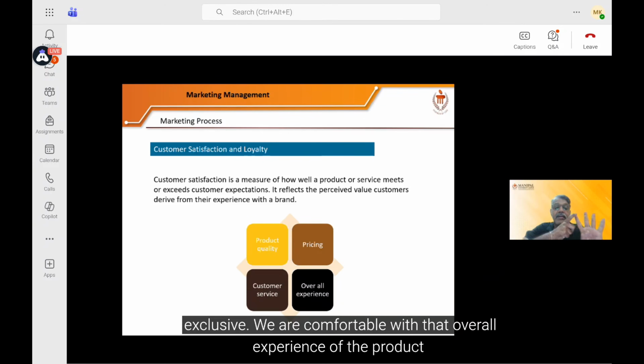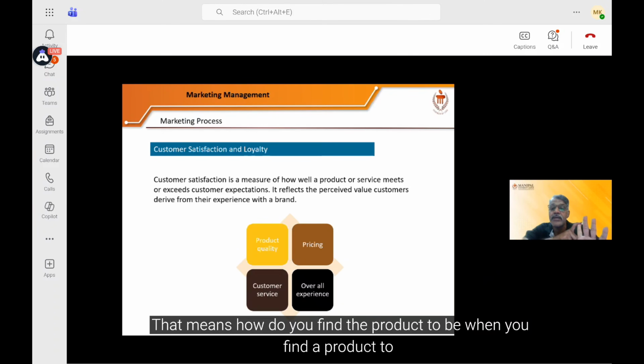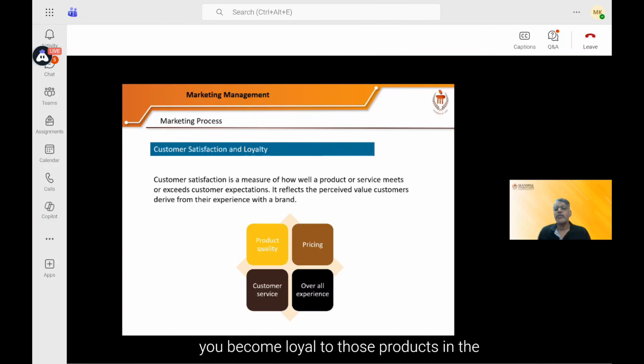We are comfortable with that. Overall experience of the product. That means how do you find the product to be? When you find a product to be very convenient, it meets a requirement, it meets a level of satisfaction, you become loyal to those products in the market. That is how we try to match the satisfaction with the loyalty.